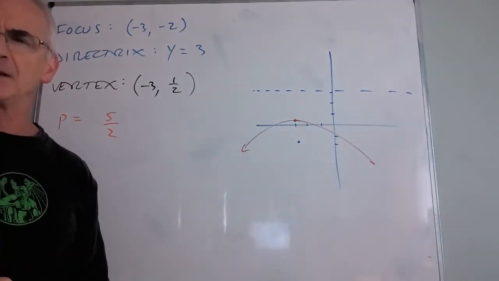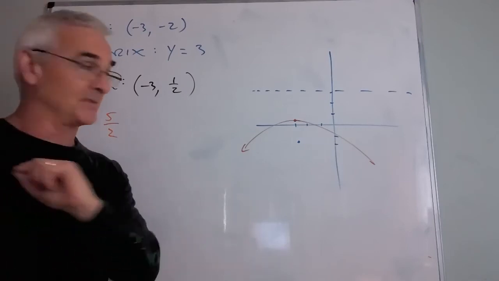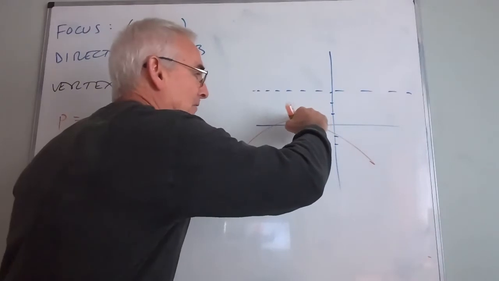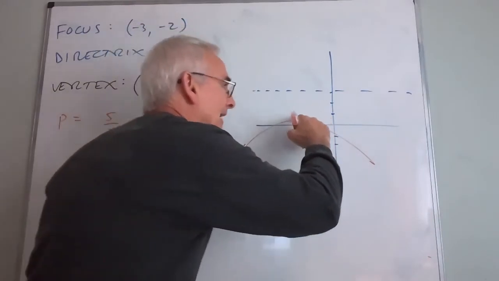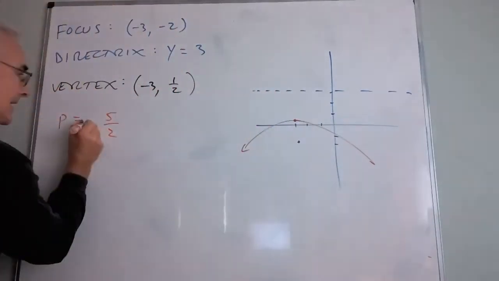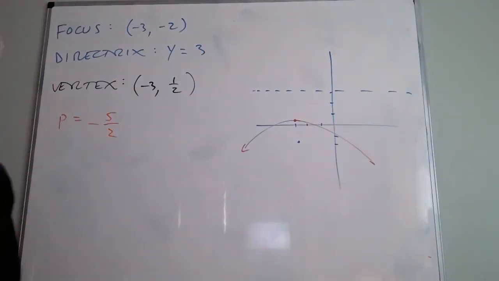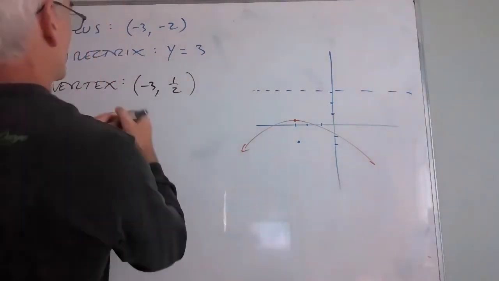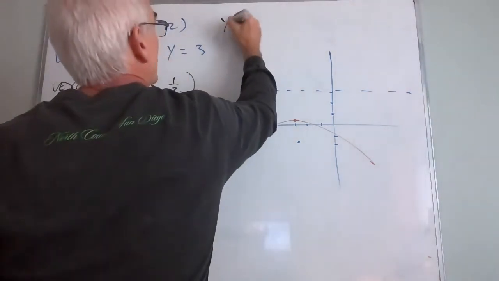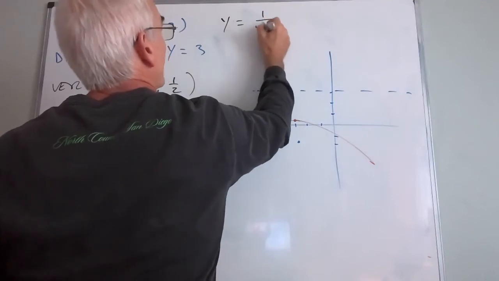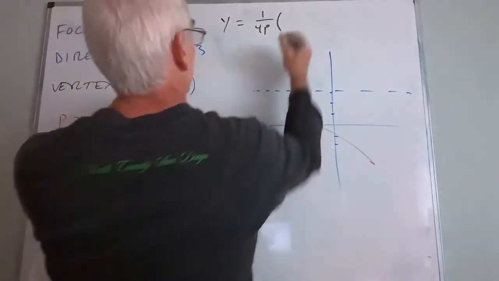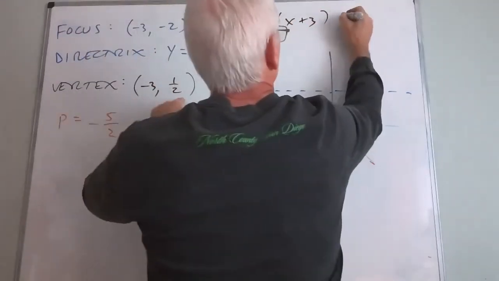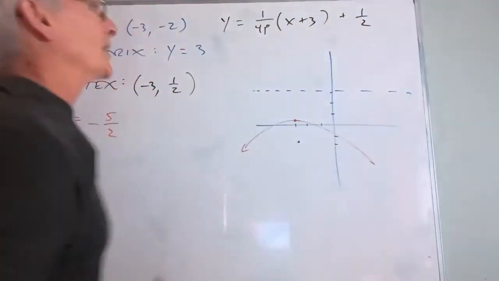Is P 5/2? -5/2, because I said P is the amount you add. So I would add -5/2 to get to here. I'd subtract -5/2 to get to here. Is that important? Yes, because that affects the sign of my final answer. Now here's what I know right now without doing anything else. I know the equation of my parabola is 1/4p times (x minus the x coordinate) squared plus the y coordinate. I know that's the equation of my parabola.